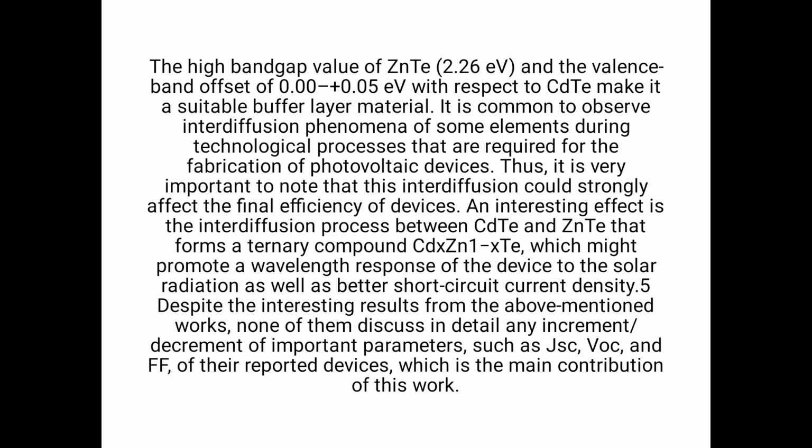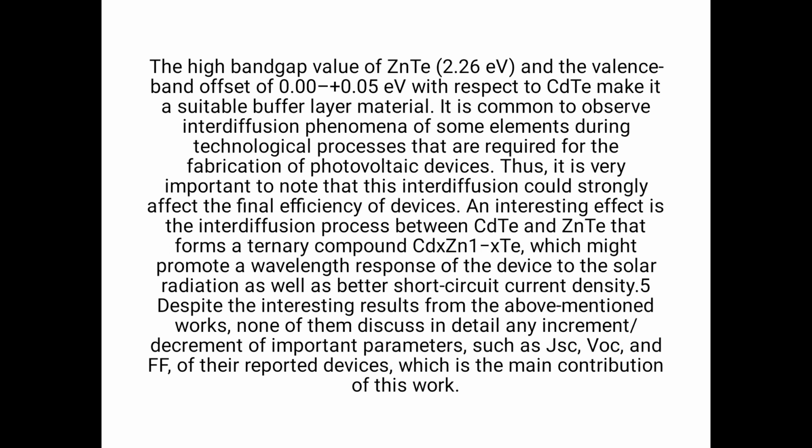It is common to observe interdiffusion phenomena of some elements during technological processes that are required for the fabrication of photovoltaic devices. Thus, the final efficiency of devices is affected. An interesting effect is the interdiffusion process between CdTe and ZnTe that forms a ternary compound Cd(x)Zn(1-x)Te, which might promote a wavelength response of the device to the solar radiation as well as better short circuit current density.